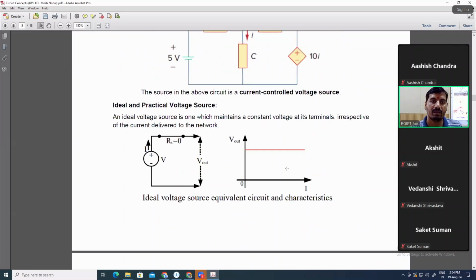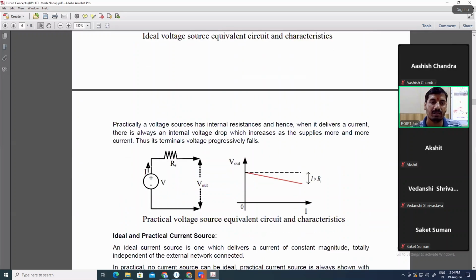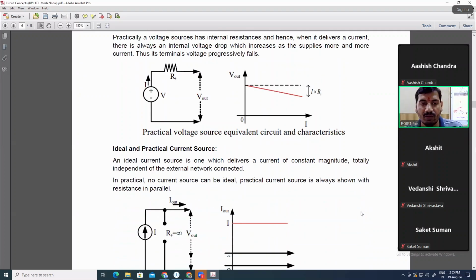In a voltage source, the internal resistance is connected in series with the voltage source. That's why, to prevent the voltage drop across this internal resistance, this value must be very low. So the internal resistance of a practical voltage source must be very low, whereas the internal resistance of a practical current source must be very high. And the reason I told you just now.